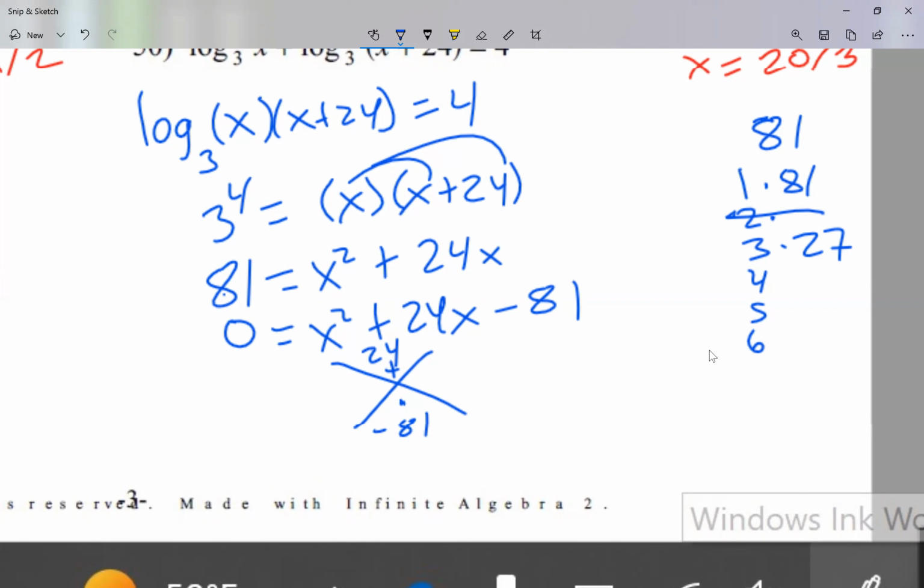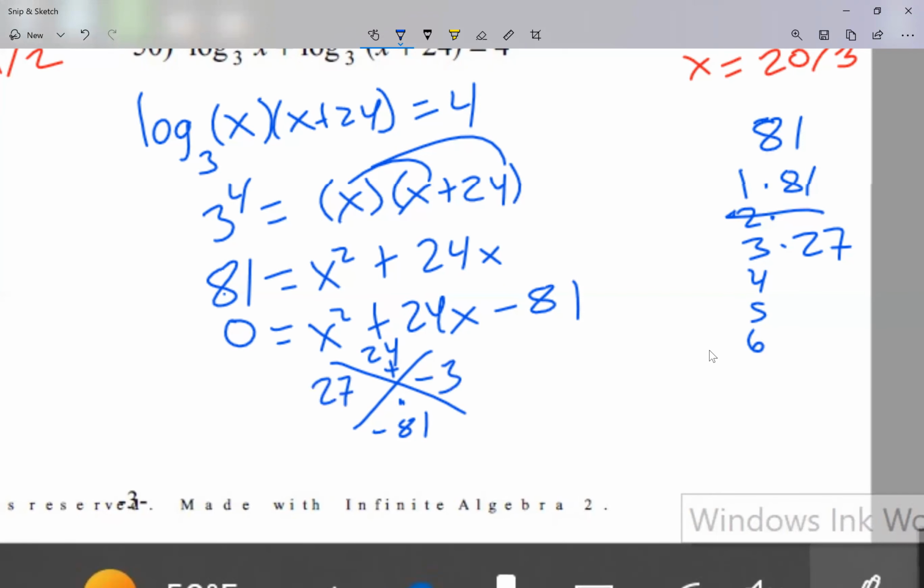1 and 81 did not work because remember, I want my numbers to multiply to 81, but when I add them, I want it to equal positive 24. Because the product is negative 81, my signs are going to be different. So I'm going to use 3 and 27 because 3 times 27 equals 81. And when the signs are different, you subtract. When I subtract, I get 24. So let me think of positive 27 and a negative 3. When you multiply, it equals negative 81. When you add, it equals 24.